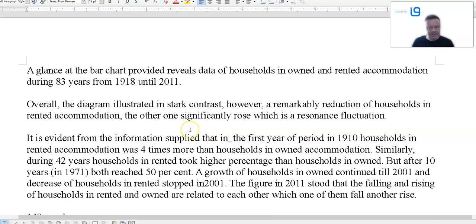Okay, let's have a peep at this next one. A glance at the chart. Now, why are we glancing? That's a glance. Why are we glancing at the chart?